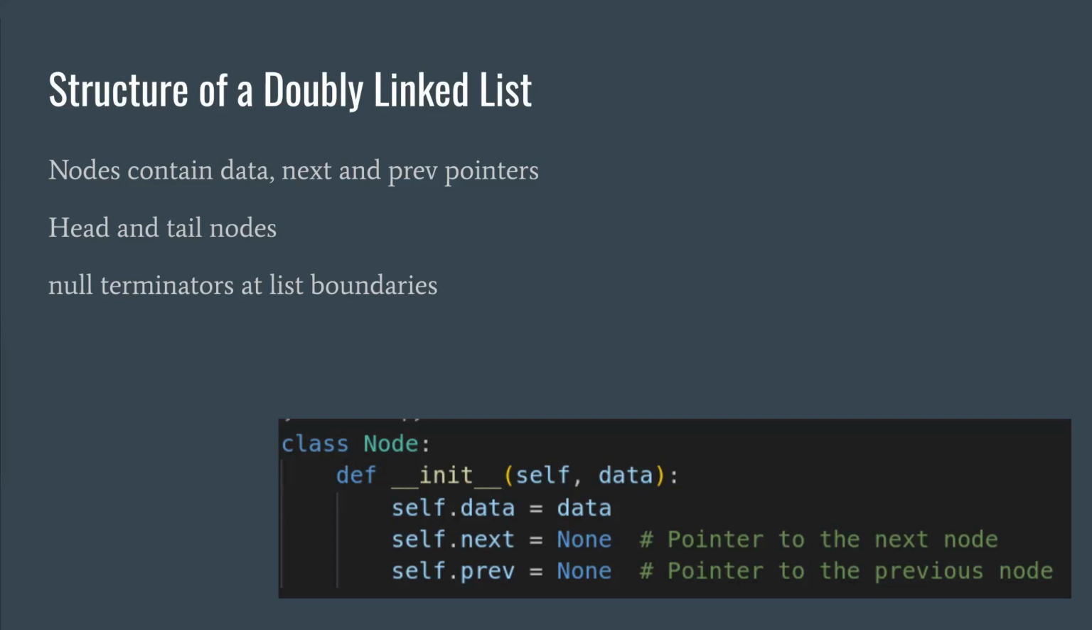And similar to the singly linked list, the head points to the first node, while the tail points to the last, with the end points of the list pointing to null. For Python, it will be None. By the end pointing to null or None, it signals the list boundaries.